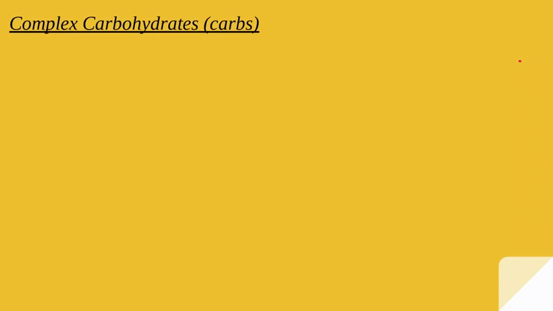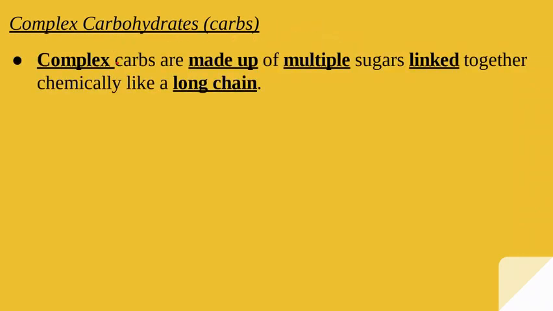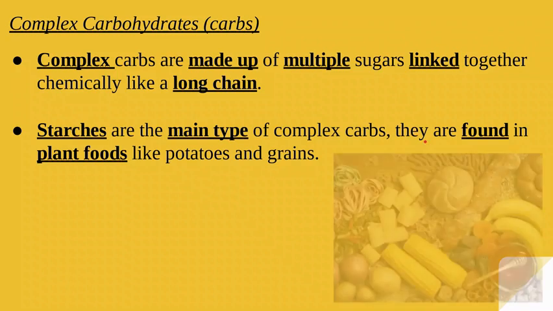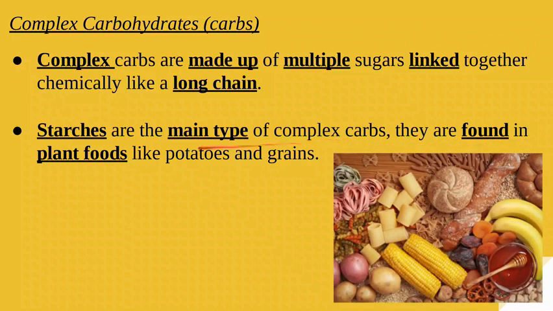Now, complex carbs. These, as you saw in the earlier image from the first slide, are a bunch of simple carbs chained together, linked together chemically, creating the long chain that you saw at the beginning. So they're made up of multiple sugars linked together. Starches are the main type of complex carb, and most of the time they're found in plant foods like potatoes and grains.